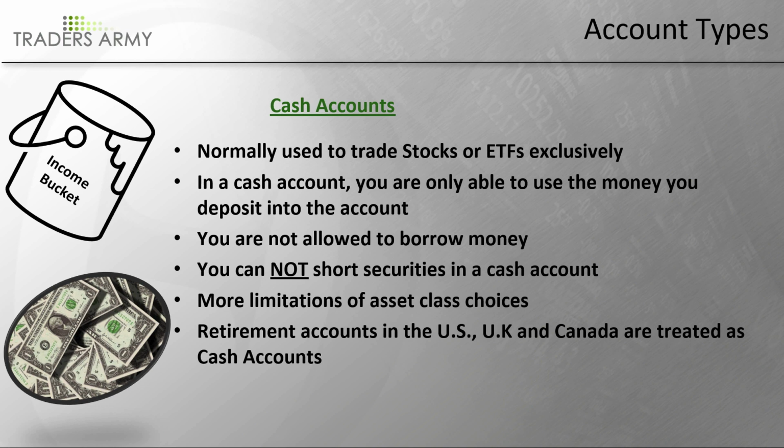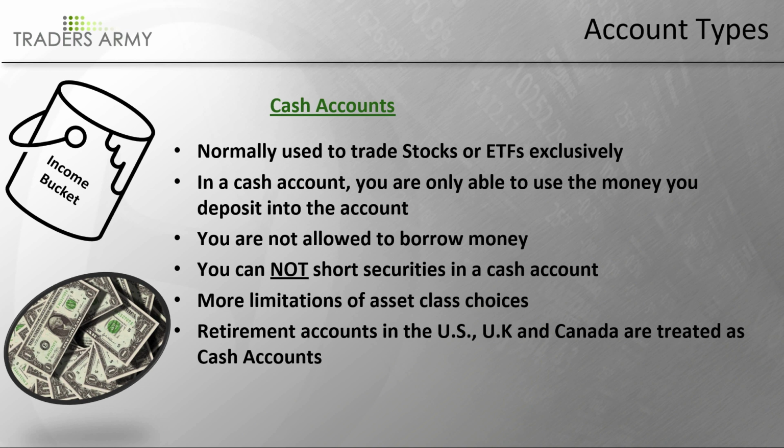Now, this also causes more limitation of asset class choices. When you think about cash accounts, this is going to be very broker specific. A lot of brokers are going to limit the asset classes that you can trade in a cash account. Not only will they limit the asset classes, but they'll also limit the way you can trade inside of those classes. Like, for example, you may not be allowed to trade options in a cash account in all brokers. Some brokers will allow you to trade options in a cash account, but they're going to limit what it is you can do. Check with your local brokerage firm or investment firm to figure out what are the limitations that you have.